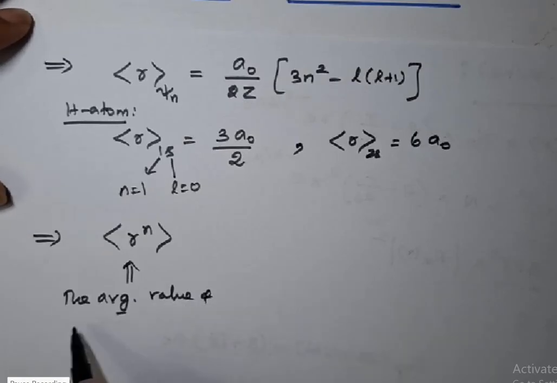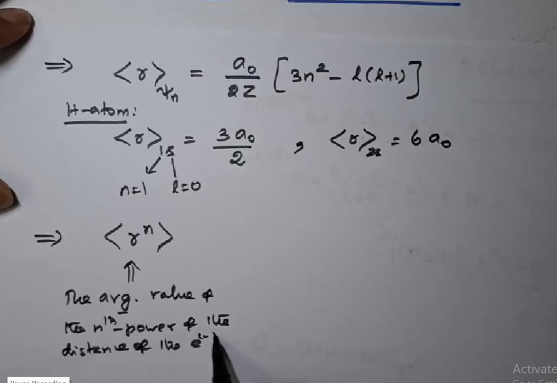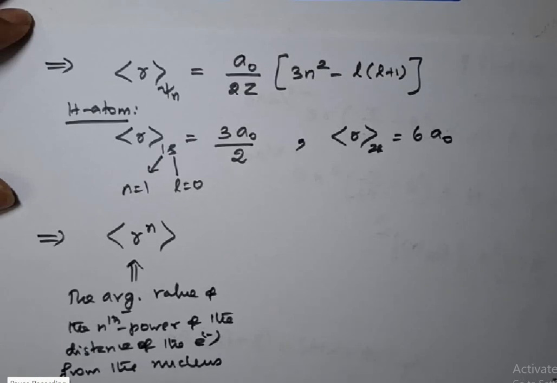The average value of the nth power of the distance of the electron from the nucleus in the ground state of hydrogen atom. This is very important. In the ground state means 1s orbital. In the ground state of hydrogen atom.